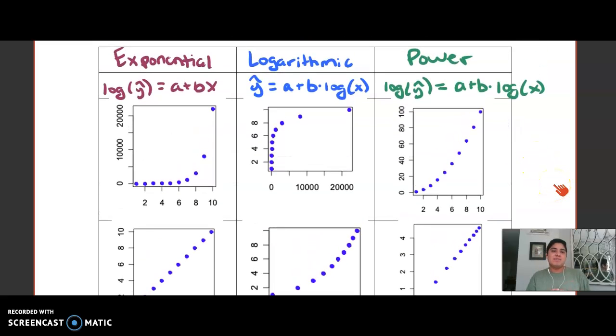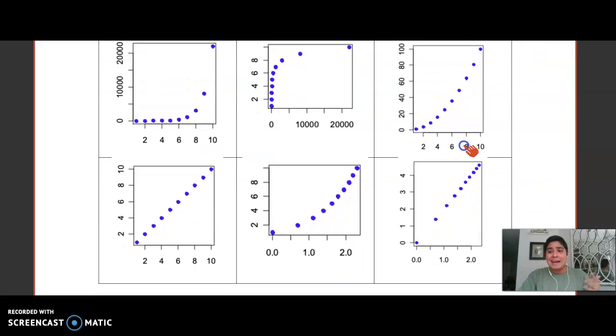So basically, EL, LL, LLL. I don't have a cute acronym for this. So exponential, you start with the log. Logarithmic, you end with the log. And there is power in having both. So you take the logs of both variables there. I got no cute acronym.